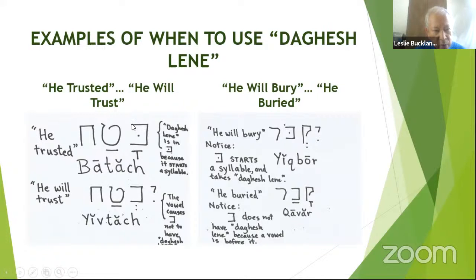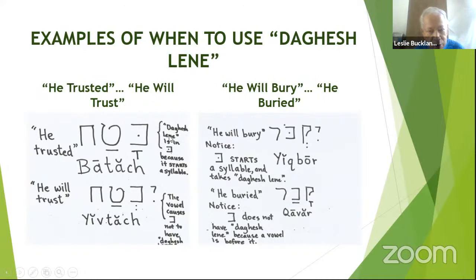Now notice also that this consonant starts a syllable. The syllable is ba, and it's at the beginning of a word. So it is free to have Dagesh Lenny. Notice there is no vowel immediately before Beth. The vowel that is there is after Beth, but not before it. So it wouldn't be scared with a vowel underneath it. It is scared if there is a vowel before it. So that is why we still have Dagesh here.